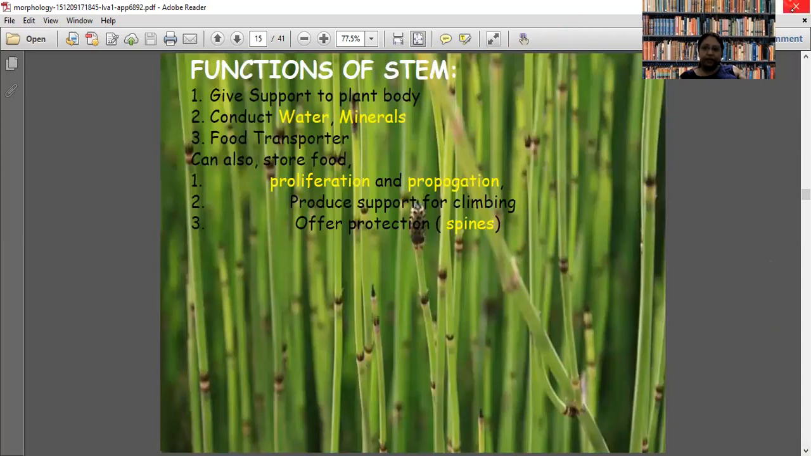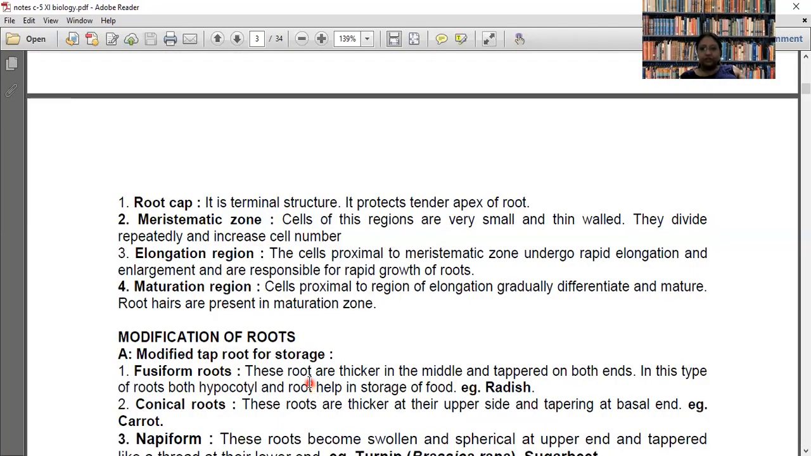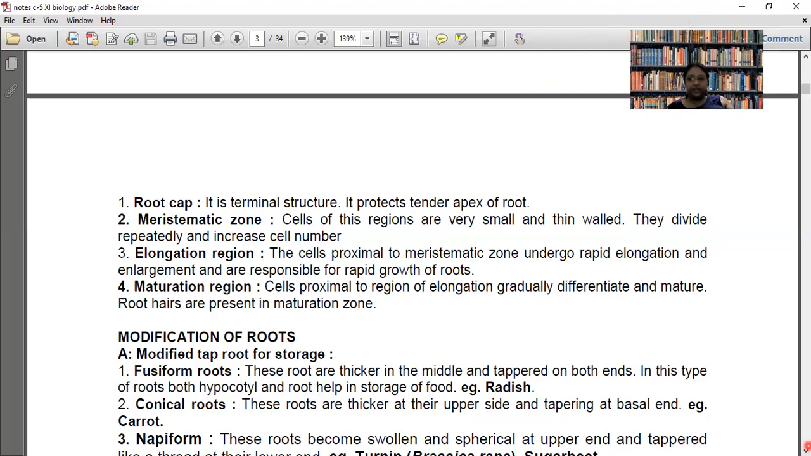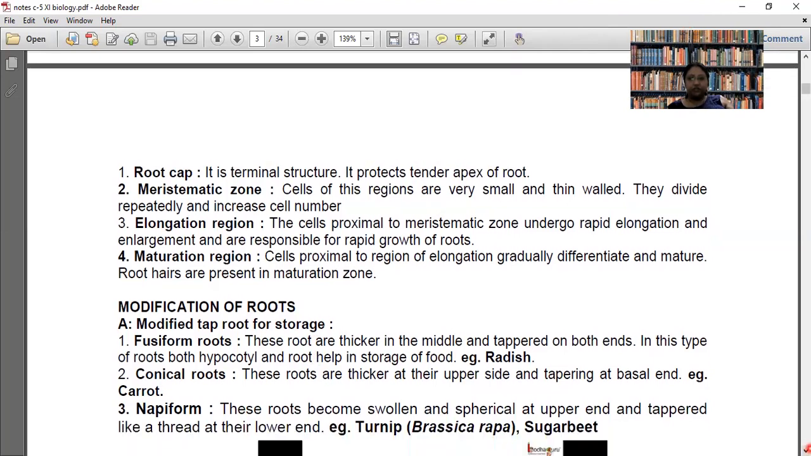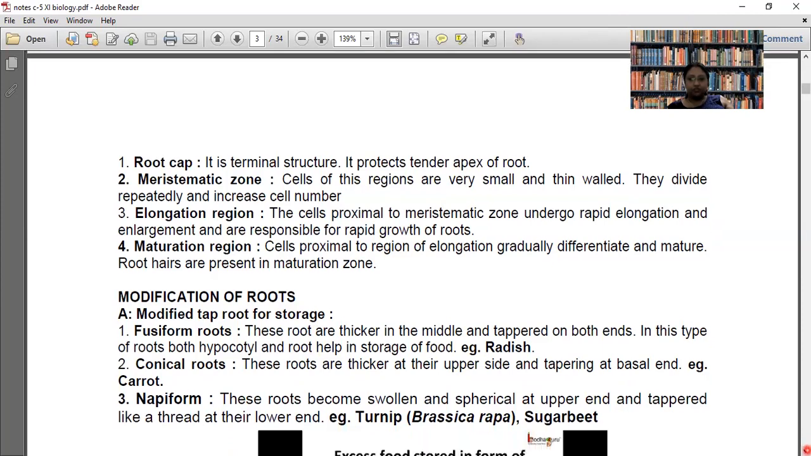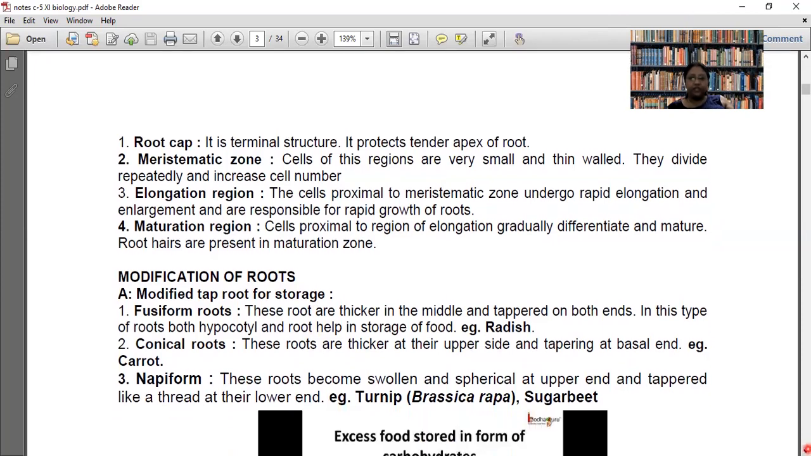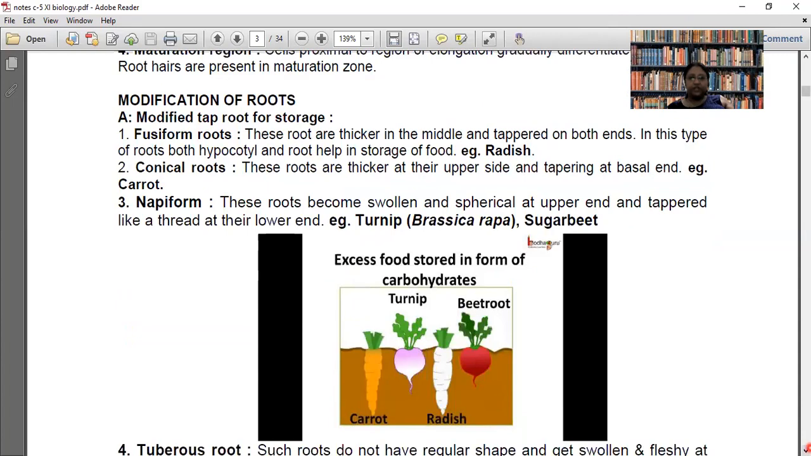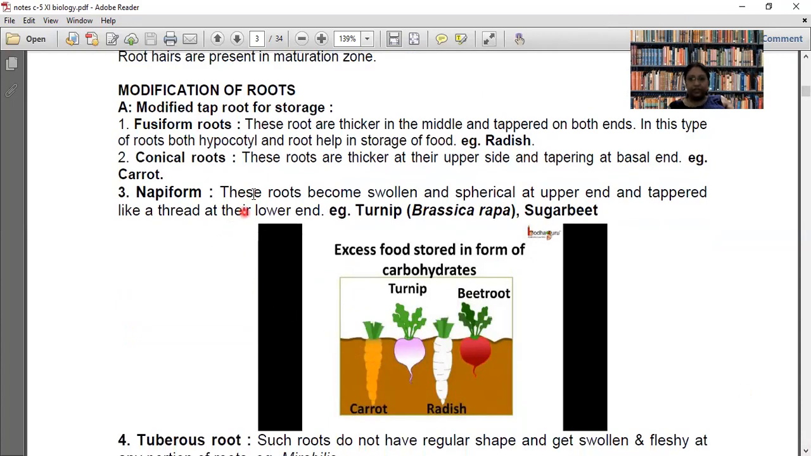So we will get back to the notes and we will come one by one. So this modification of roots can be first of all classified as modification of roots for storage. But which type of root? If there is modification of tap root, so depending on the shape of the root for storage, the main root of the tap root is modified for storage.